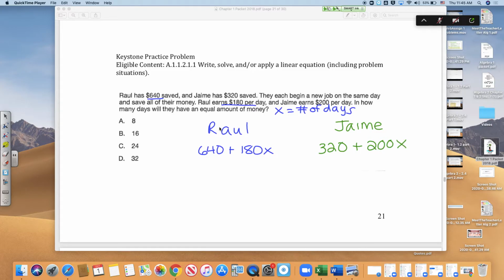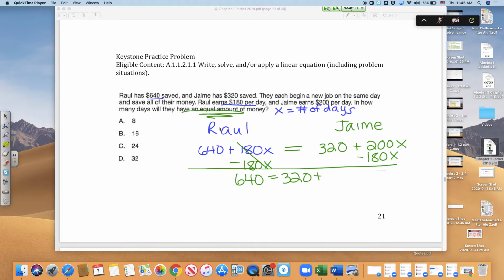We want to know when they will have an equal amount of money, in how many days. So what we will do is take these two expressions and set them equal to each other. So I have this equation here. I'm going to take the 180x and move it to the right-hand side by subtracting 180x. When I do that, I'm left with 640 equals 320 plus 20x.